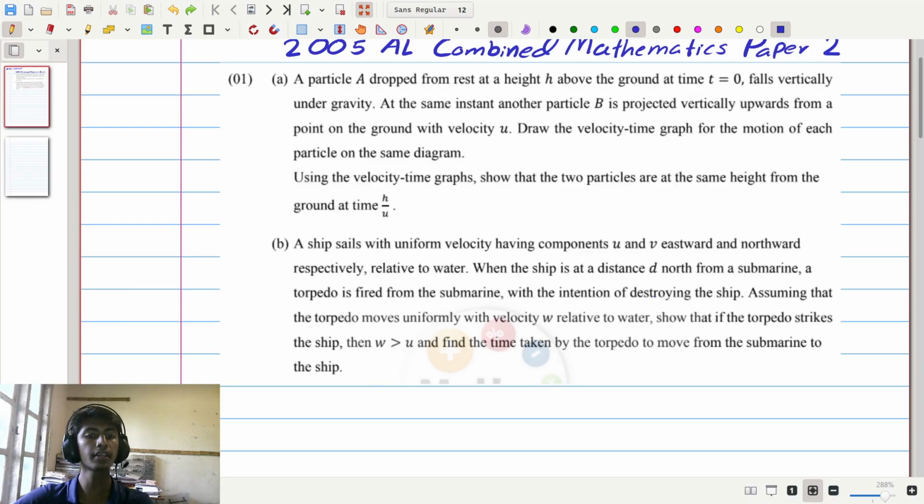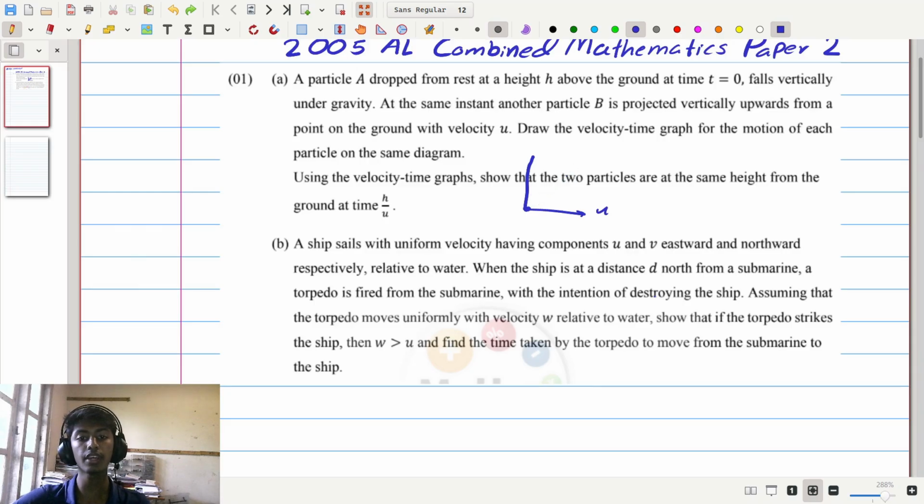Now after that, the second part of the question says a ship sails with uniform velocity having components of u and v eastward and northward respectively relative to the water. So basically the ship is moving east and north, and the eastward direction velocity is u like this, and the northward vertical velocity, which is perpendicular to that, is v like this, and the resultant of these two is a velocity in the northeast direction like this.